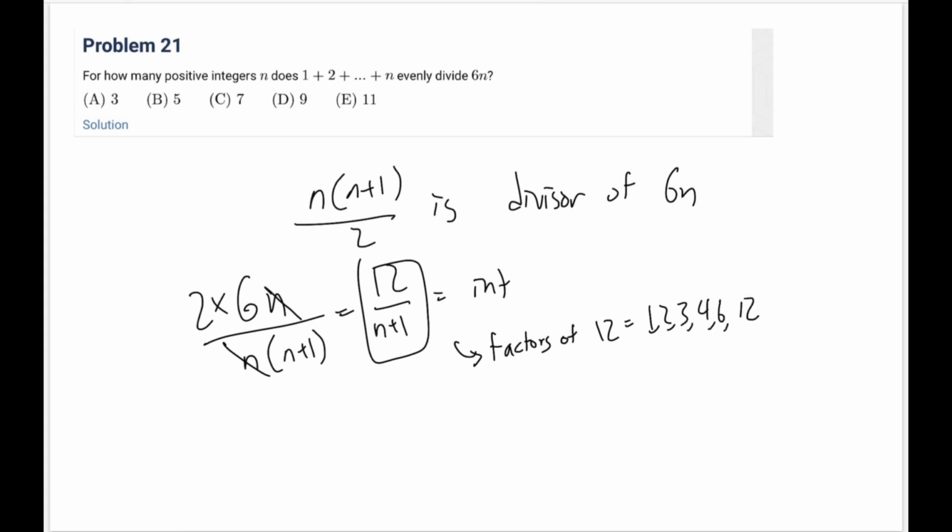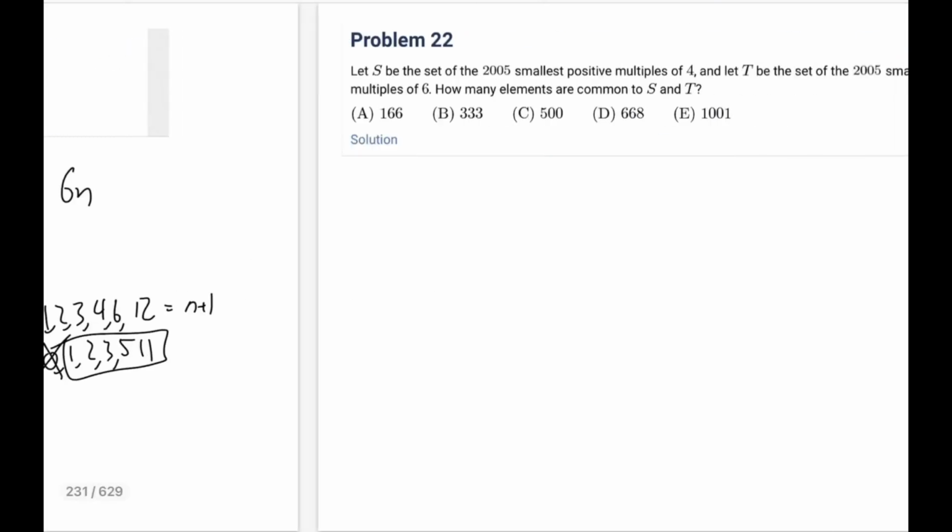And then these are n plus 1, right? So n would be 0, 1, 2, 3, 5, and 11. But then n has to be a positive integer, right? So 0 doesn't count. There are 5 ways. The answer is B. It's 5.